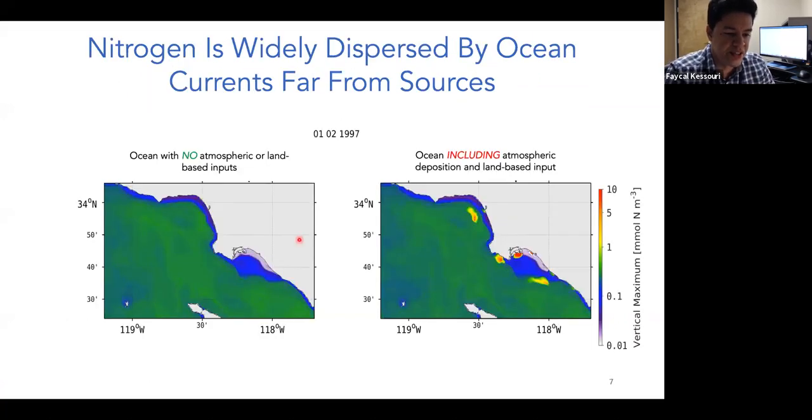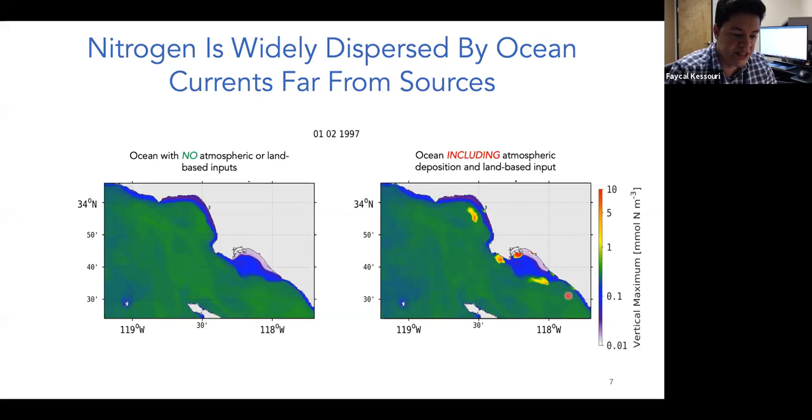One of the most important results is actually that the nutrient is widely dispersed by the ocean currents, far from the sources. So when you compare concentration of ammonia, which represents the most important nutrient in terms of sources, coming from rivers and from outfalls, and compare simulation with only natural variability to simulation including the atmospheric deposition and the land-based inputs, you see that the ammonia never gets higher than 2 micromolars usually in nature, but here you can see values that exceed that number.